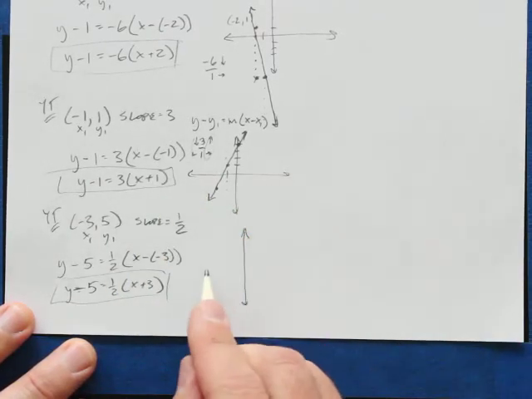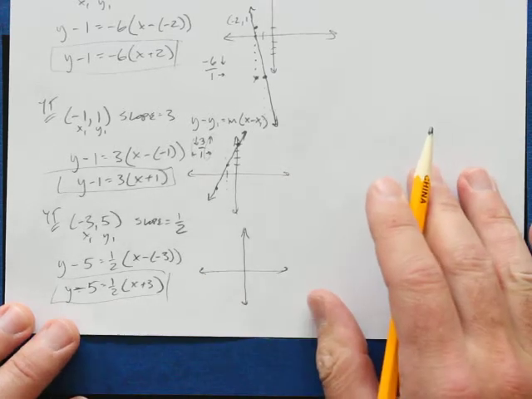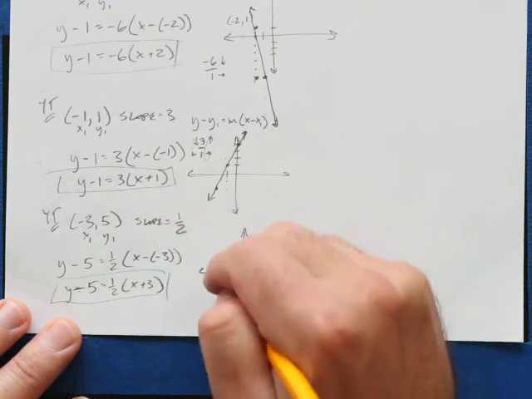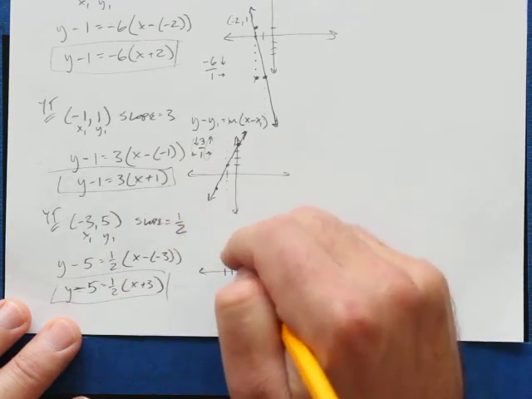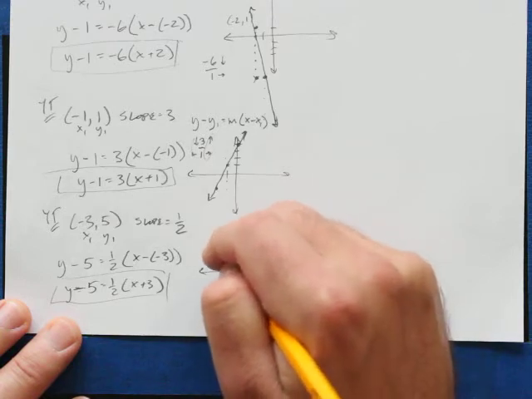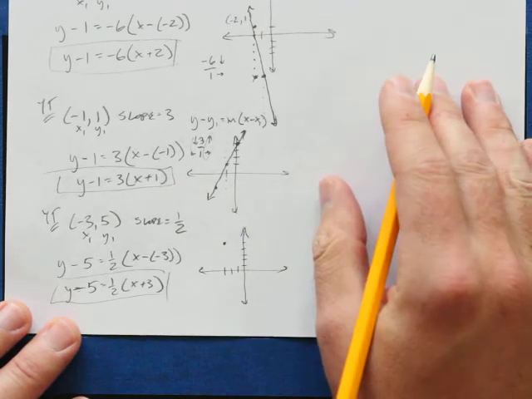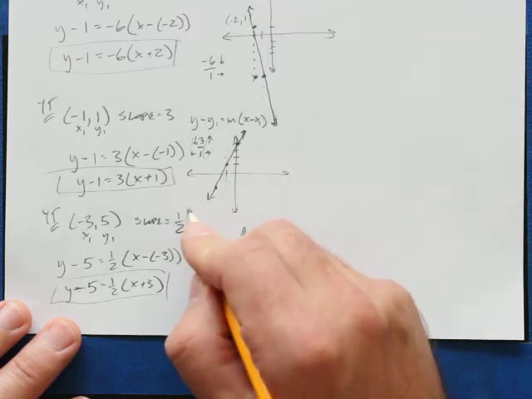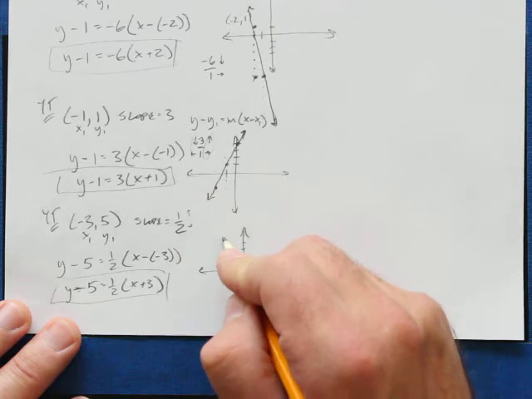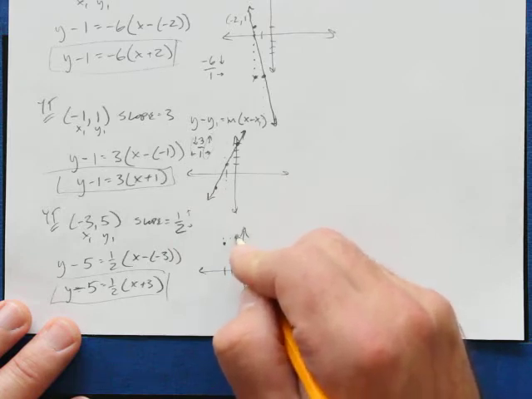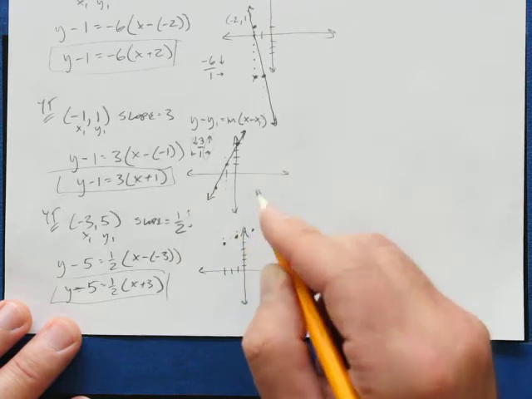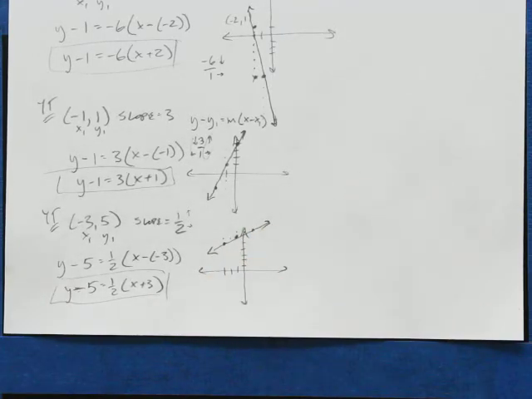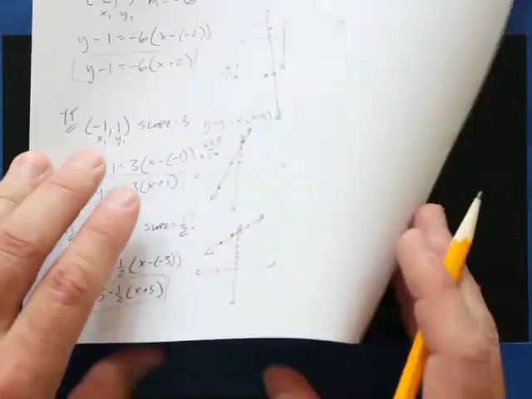And now I'm going to draw a coordinate plane and put my point on here. Negative 3, 5. 1, 2, 3, up 5. 1, 2, 3, 4, 5. Negative 3, 5 is my point. And now I am going to use my slope, which is up 1 to the right 2. Up 1 to the right 2. There's a point. Up 1 to the right 2. There's another point, and my line looks like that. All right, that looks good.